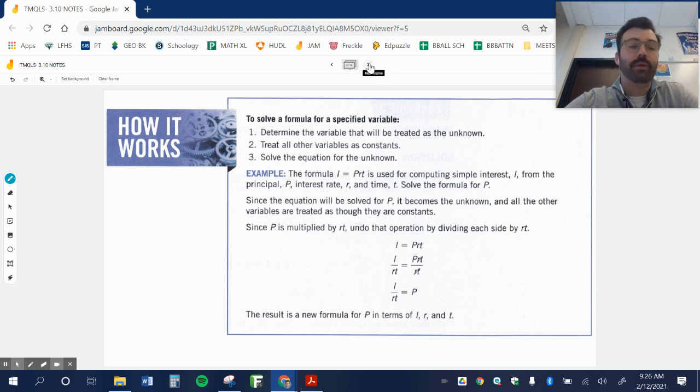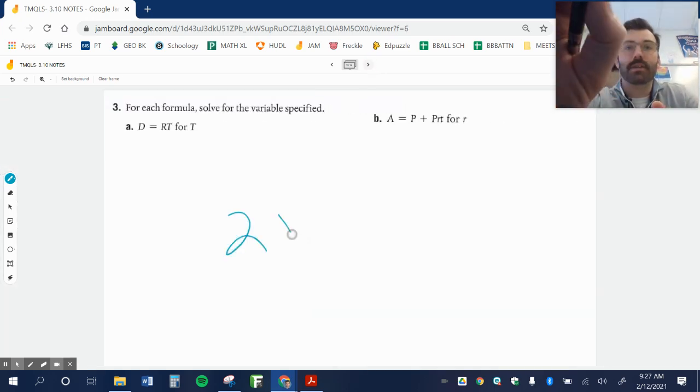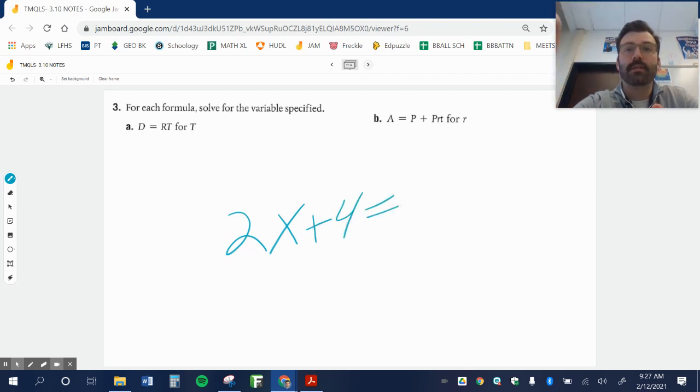So what they're basically saying is you're trying to solve an equation. You're using the same principles as if you were to solve something like, I don't know, 2x plus 4 equals 12. I'm using the same exact rules, the same exact principles as solving that type of equation.